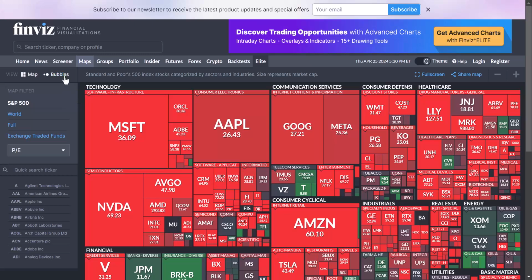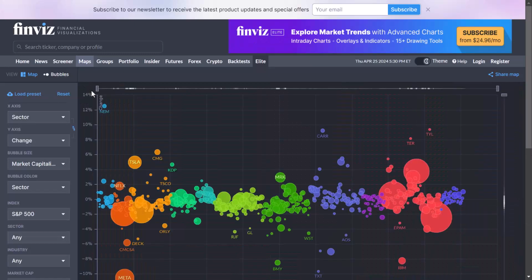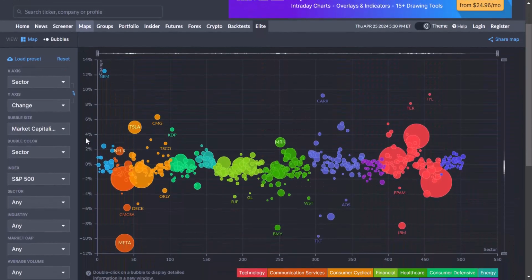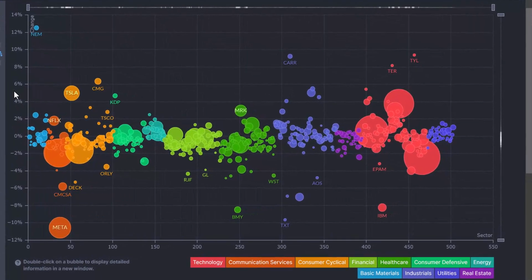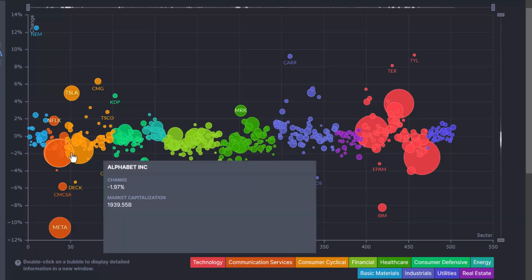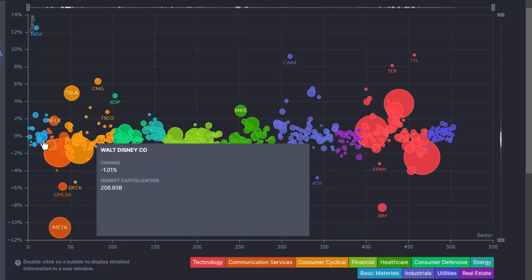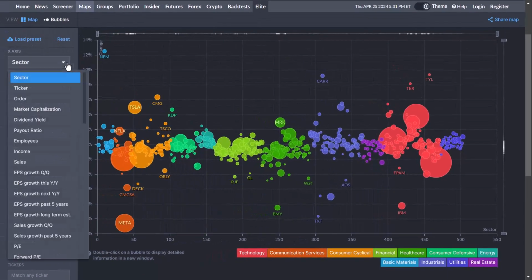But what I think is really neat about Finviz is that it also offers bubble charts. And these bubble charts are really useful. So diving into these bubble charts, we can actually look at stocks based on 4 different factors at a time. We have an x-axis to work with, a y-axis, the size of the bubbles, and their color. And so we can do some really neat stuff with this.